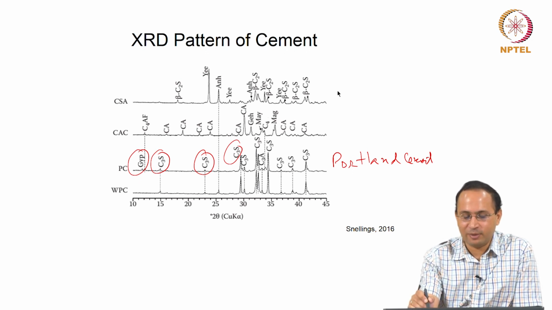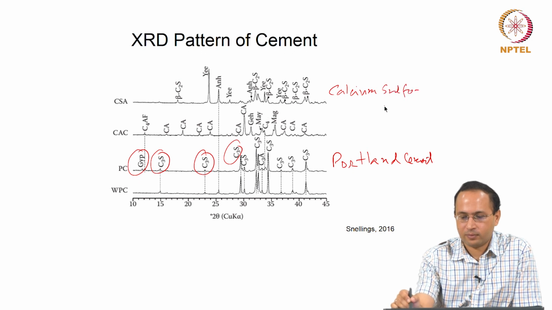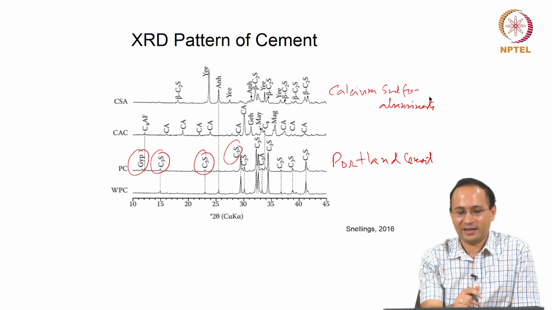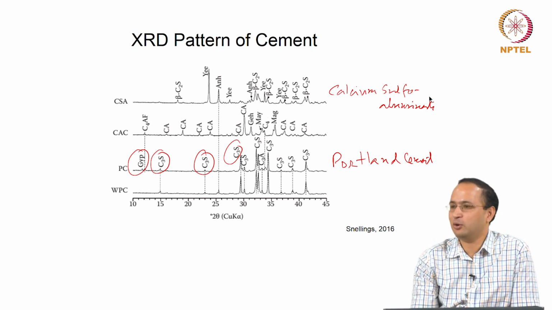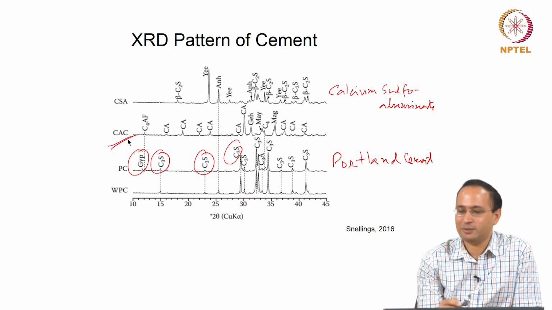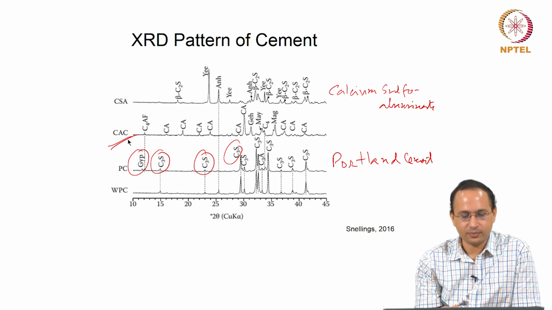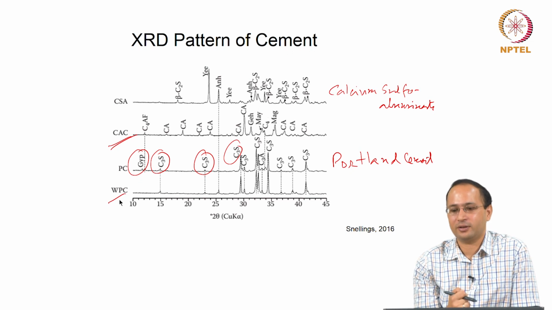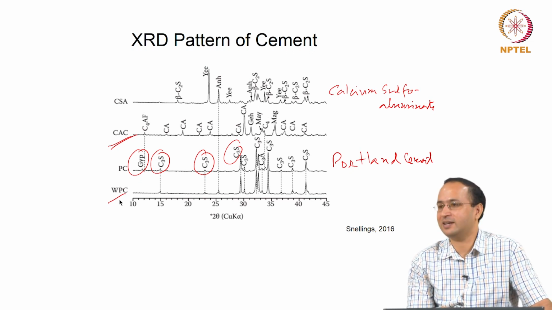Different cement. So this is CSA cement, calcium sulfoaluminate cement. The idea is you can get an idea about the phases present in your cements. If you resolve all the peaks, you will be able to tell what the phases are, and depending on the system you will have different phases. This is calcium aluminate cement, and this is white Portland cement. So you can get an idea about the phases present in your cement by looking at the X-ray diffraction pattern.